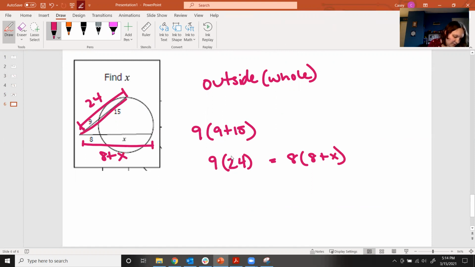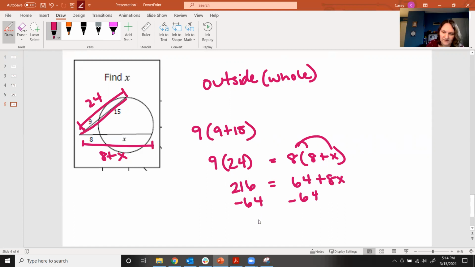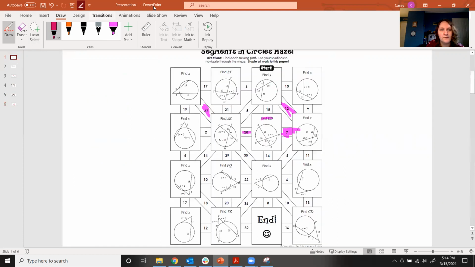Well, 9 times 24 is 216. 8 times 8 is 64. 8 times x is 8x. I'm going to subtract 64 from both sides. Get 152 equals 8x. Divide both sides by 8. X equals 19. That's what it was asking for. So 19 is our answer. That takes us to this box.